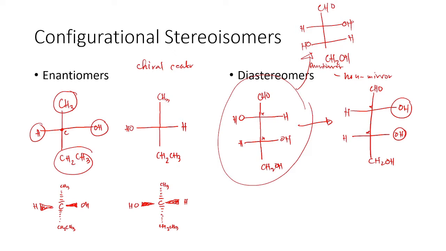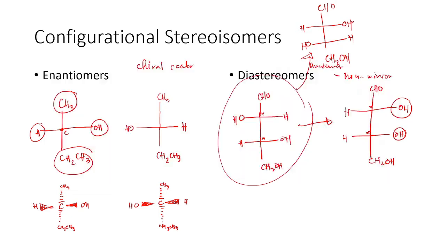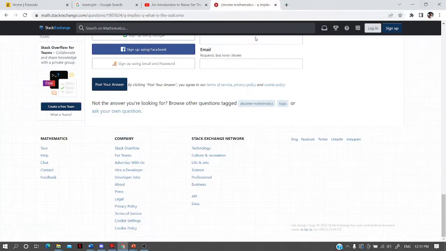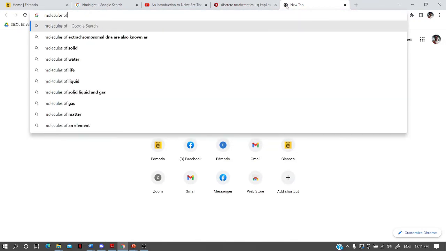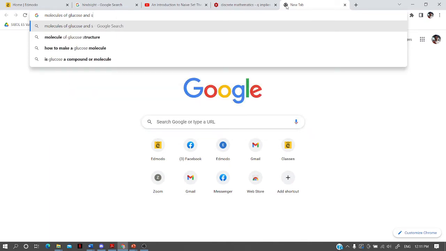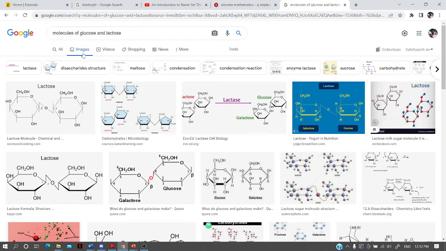For example, let's just go to the internet, the greatest source of information. All right, so let's look into the molecules of glucose and, let's say, galactose. Let's go to the images. As we can see here, not glucose. Galactose, sorry.